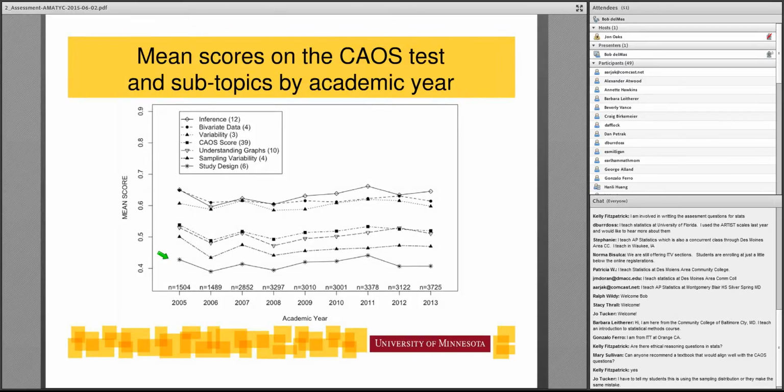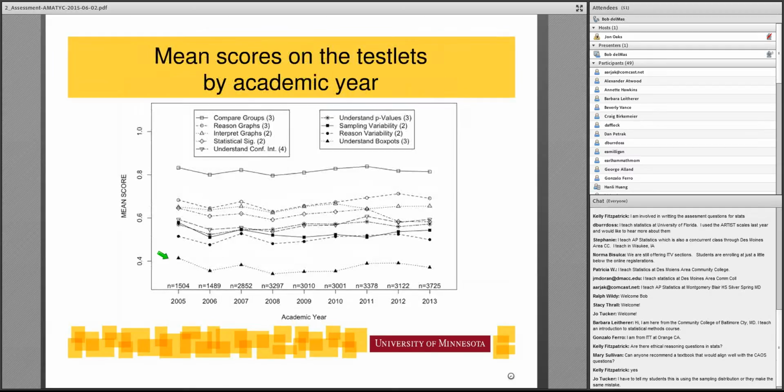Going back to this graph here and focusing on the study design items, we think that's just an indication that a lot of courses don't emphasize conceptual understanding of study design. Bias in sampling, bias in developing survey items, those types of items. The next graph does something similar, but this looks at those 9 testlets. And it's got a similar type of pattern.